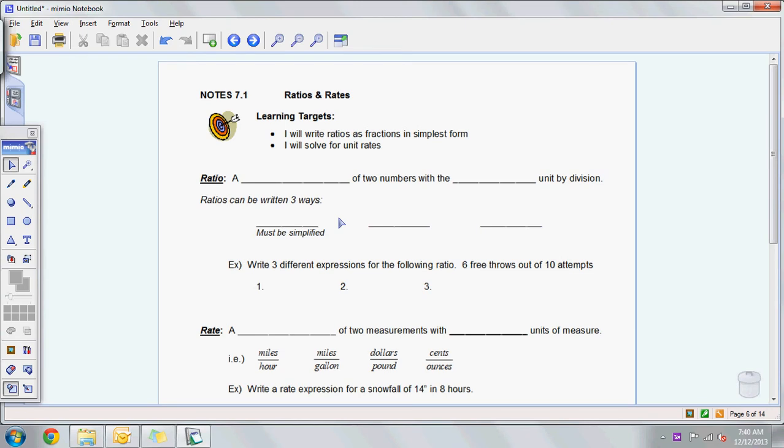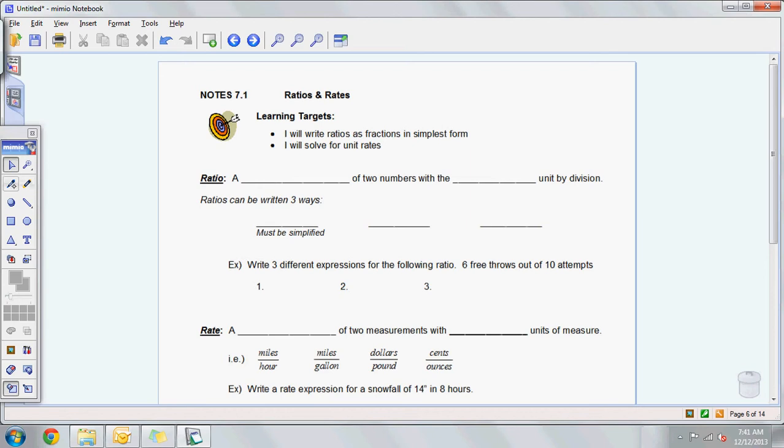Okay, so this is our first video notes for Chapter 7, and today we're going to be talking about ratios and rates. You're going to be asked to put ratios into fraction form, and then we're going to be solving for unit rates. So today is a lot of vocabulary and new terms that you might not have heard of before, but I'm going to try and give you as many examples as possible so that way you understand what's going on. So this is going to carry over into everything that we do in Chapter 7, so it's really important that you understand what a ratio is and what a rate is. So if you have any questions, please let me know, but let's go ahead and get started.